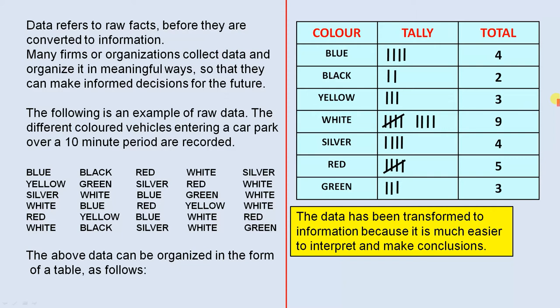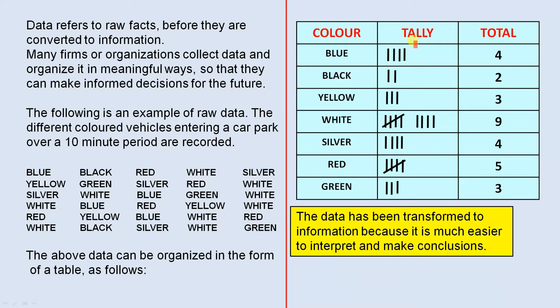The different coloured vehicles entering a car park over a 10-minute period are recorded. So here are all the vehicles that entered the car park in a 10-minute period, and there are 30 of them altogether. The above data can be organised in the form of a table as follows. So here we list all the different colours, and you'll see that there are 7 different colours.